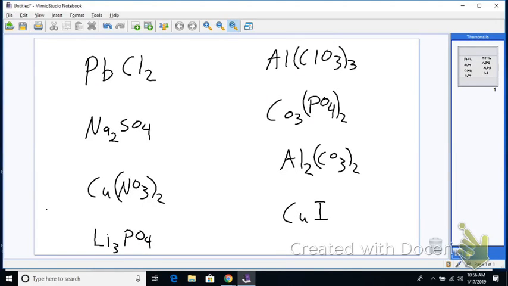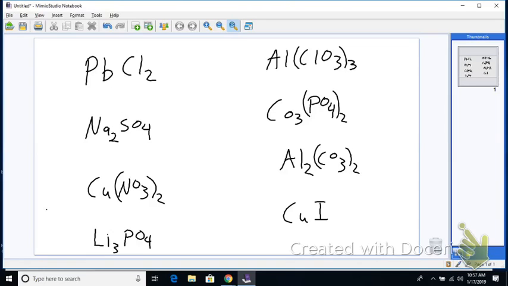We'll start off the class reviewing some things, and I've got a mixture of all the types of formulas that we've had to write names for. I notice on the assignments, going through them, that some students are struggling with when to use Roman numerals, and also how to find the Roman numeral once you figure out it needs one.